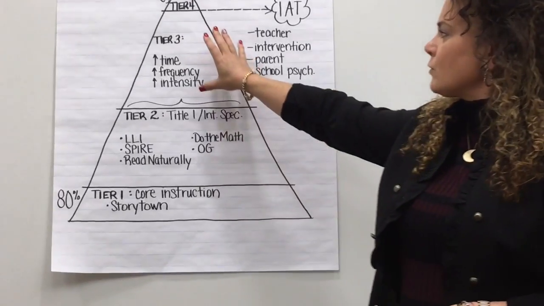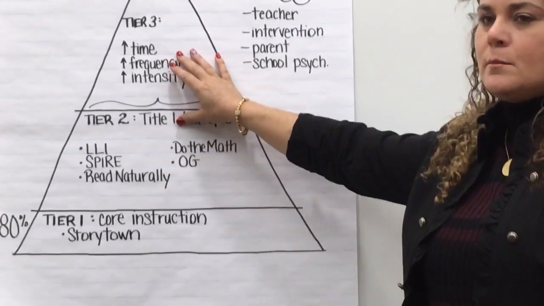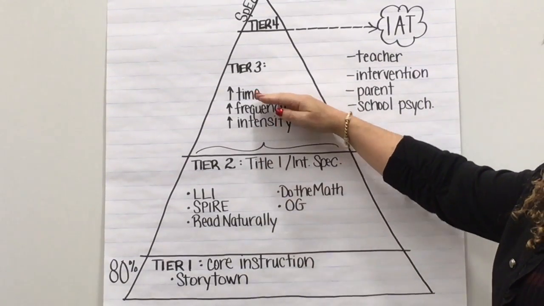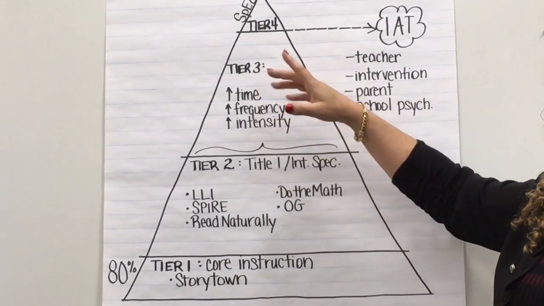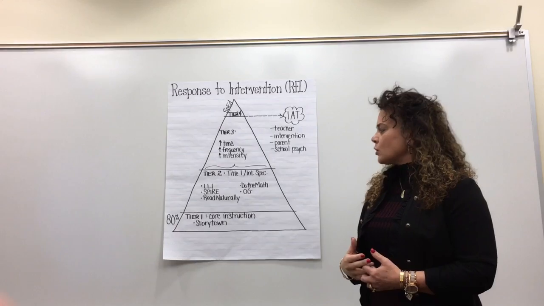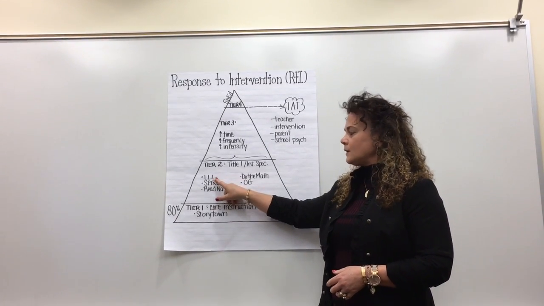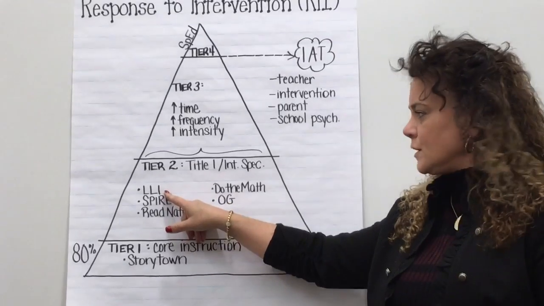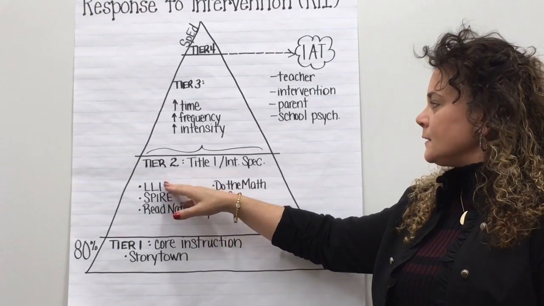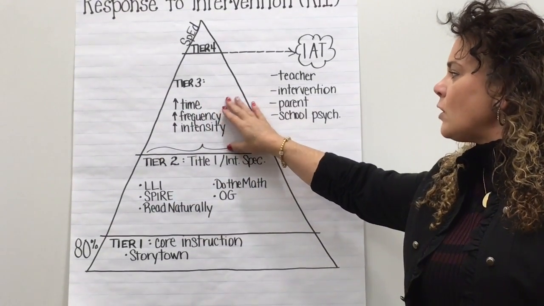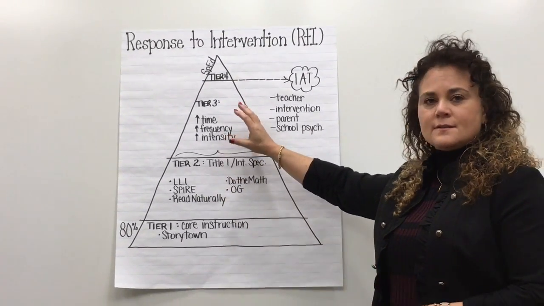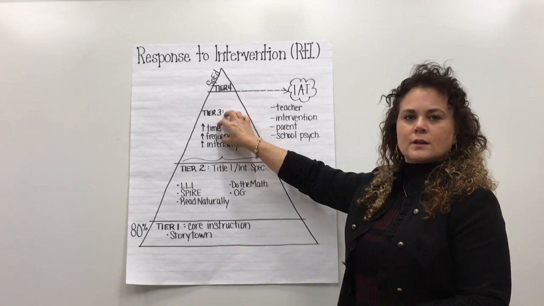Tier 2 and Tier 3 are only separated based on time, frequency, and intensity. The programs don't necessarily define the tier. It's the time and frequency that define what tier that child is working in. Currently, we have LLI. LLI right now is being provided as a Tier 2 intervention. We have most of our Title teachers providing that to the children in small group. Now, LLI could jump up into a Tier 3 depending on intensity. If you took that down into maybe one-on-one, you are increasing the intensity, so you're providing more intense instruction up here at Tier 3.